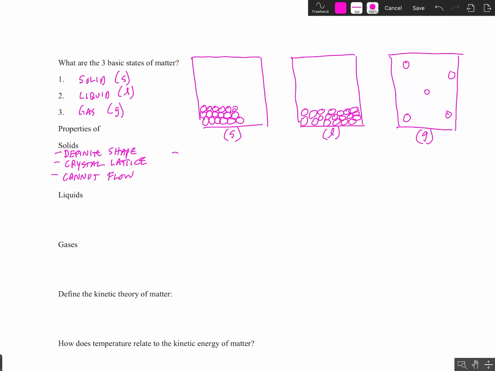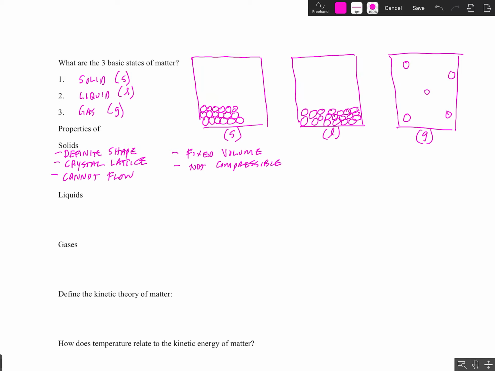They have a fixed volume. They don't take the volume of their container. They have a specific volume, and no matter where you put them, they'll have that same volume. They are not compressible. They are so close to each other, we can't squish them any closer to each other than they already are.